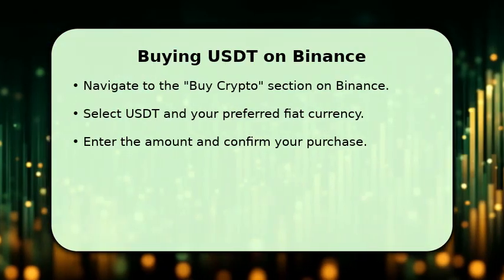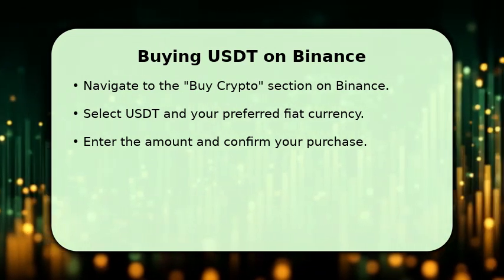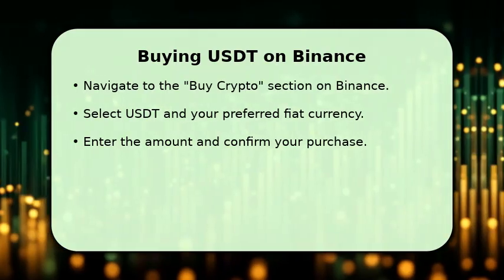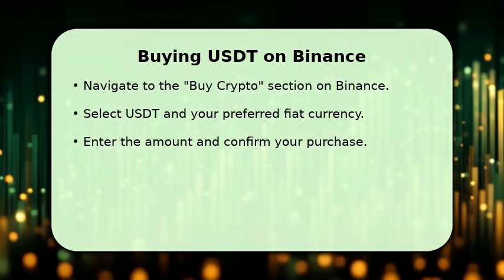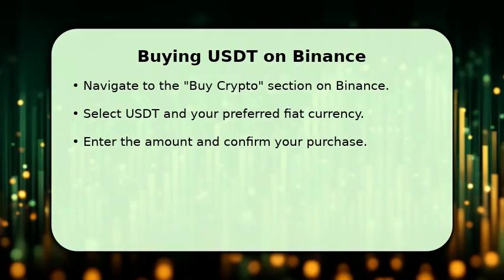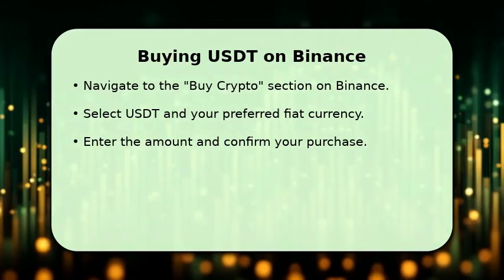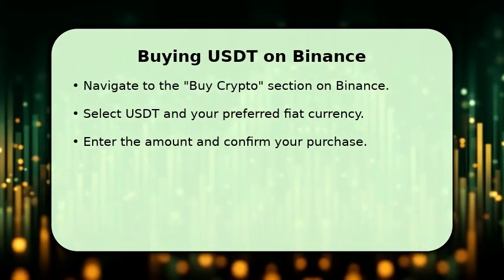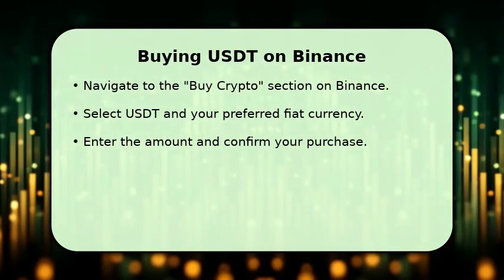Now, let's make the purchase. Head over to the Buy Crypto section on the Binance platform. Here, you'll select USDT as the cryptocurrency you wish to acquire and choose your desired fiat currency for the transaction. Input the specific amount of USDT you want to buy or the fiat amount you wish to spend. Carefully review all the details before confirming your purchase. The platform will guide you through the final steps to complete the trade.